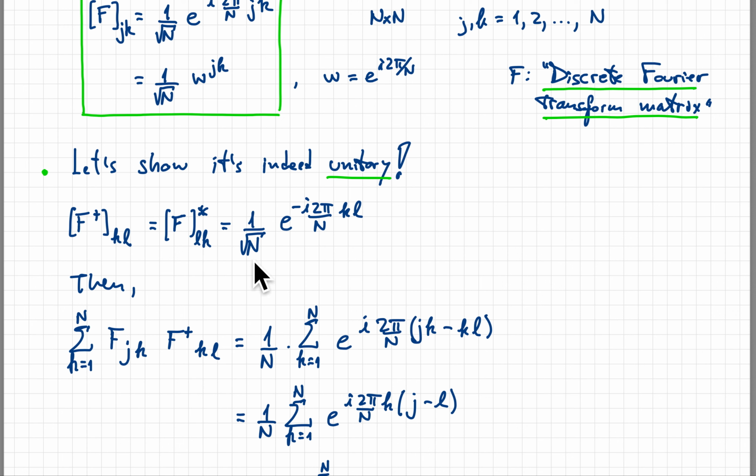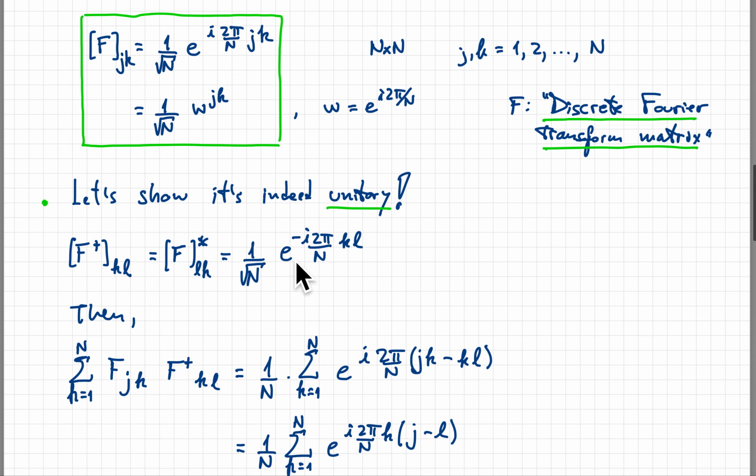And so we write that down, and that's 1 over square root n, e to the minus I 2 pi over n, k times L. So this k times L, of course, is the same as L times k. So KL, LK doesn't really matter, but this minus sign is crucial, and that just comes from the fact that complex conjugating e to the I, some real number, is e to the minus I, the same real number.